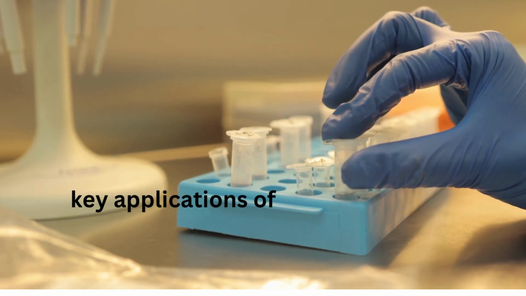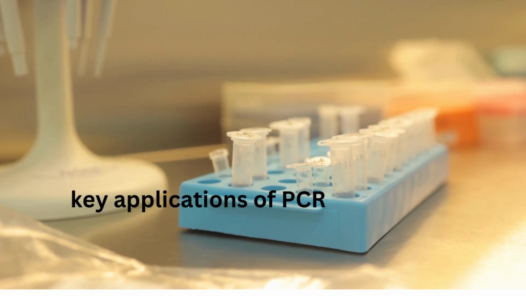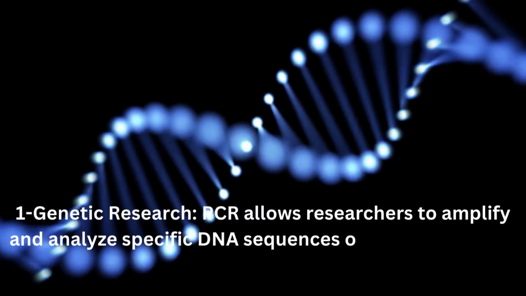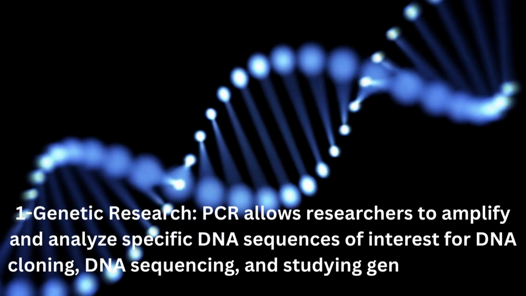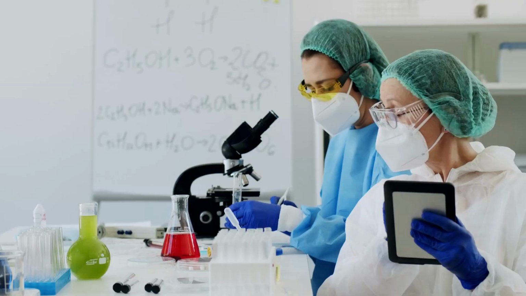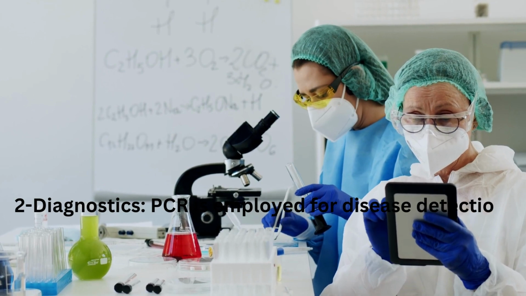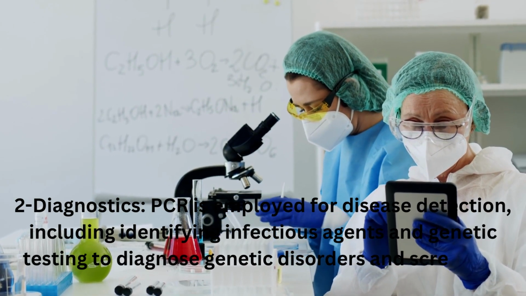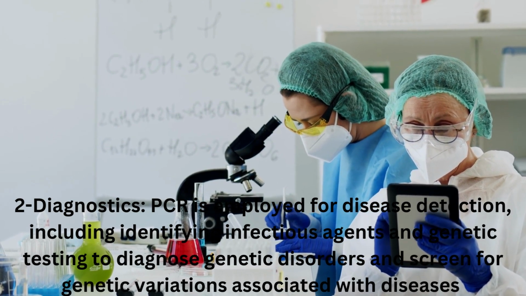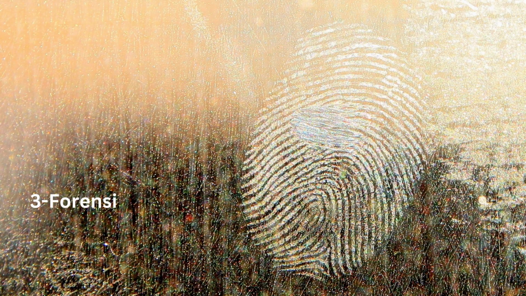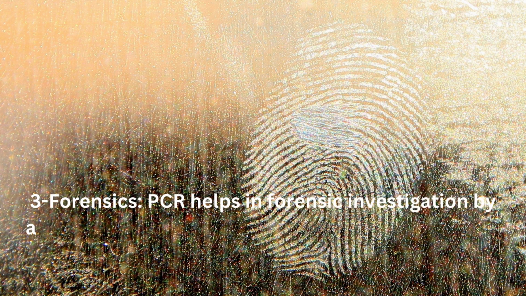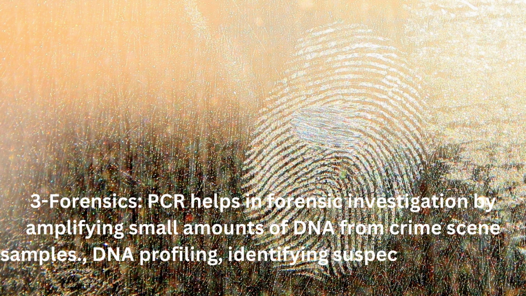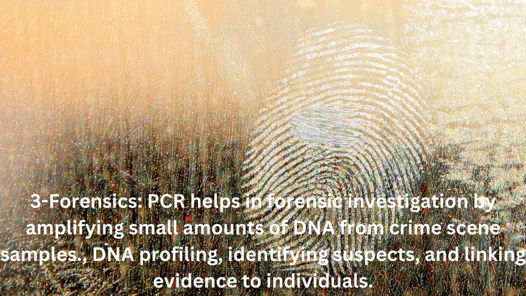Key applications of PCR. 1. Genetic research. PCR allows researchers to amplify and analyze specific DNA sequences of interest for DNA cloning, DNA sequencing, and studying gene expression. 2. Diagnostics. PCR is employed for disease detection, including identifying infectious agents and genetic testing to diagnose genetic disorders and screen for genetic variations associated with diseases. 3. Forensics. PCR helps in forensic investigation by amplifying small amounts of DNA from crime scene samples, DNA profiling, identifying suspects, and linking evidence to individuals.